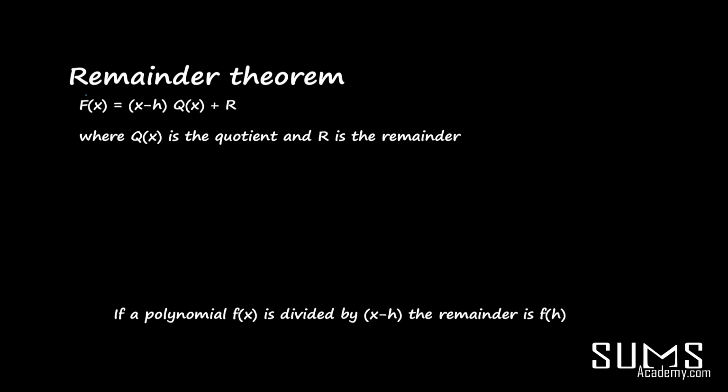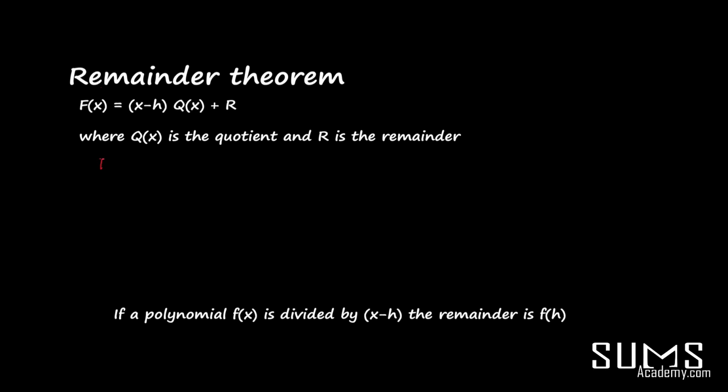So in this lecture, we're going to be talking about the remainder theorem. And basically the definition of it is: if f of x is equal to x minus h times q of x plus r, where q of x is the quotient and r is the remainder. Okay, so we're going to work with this a bit to help us get to a more useful definition.